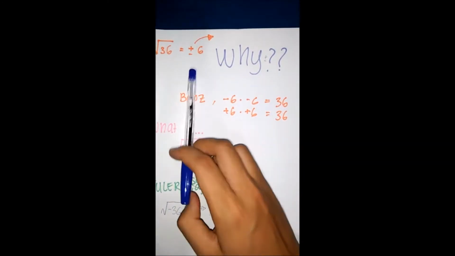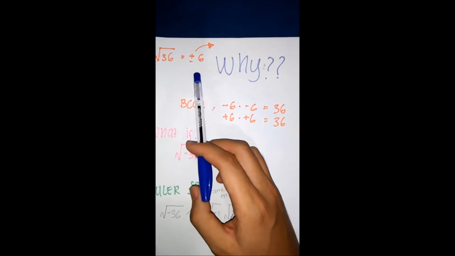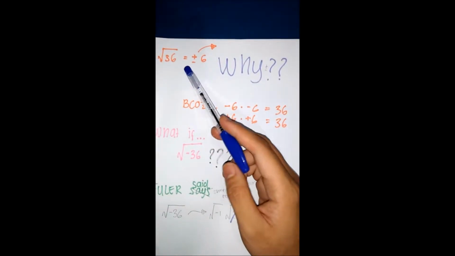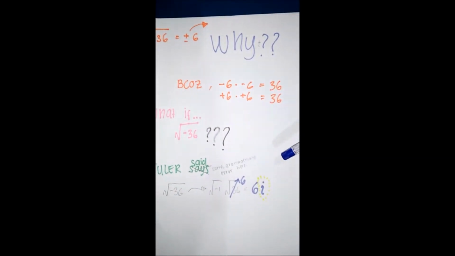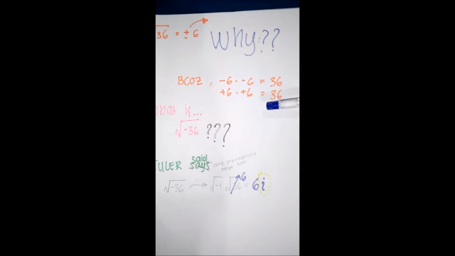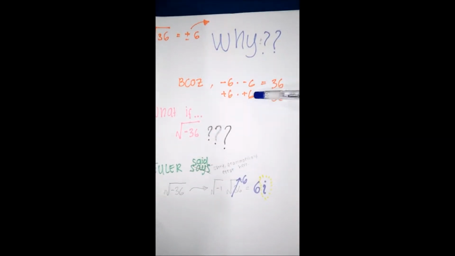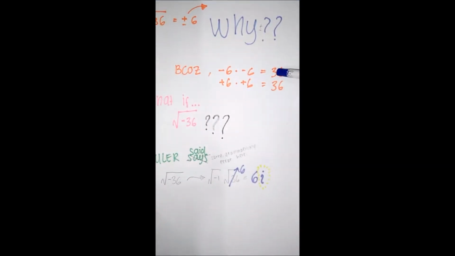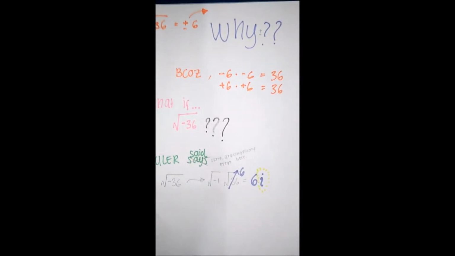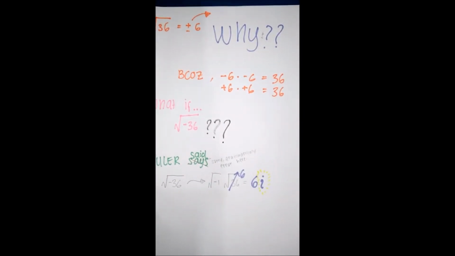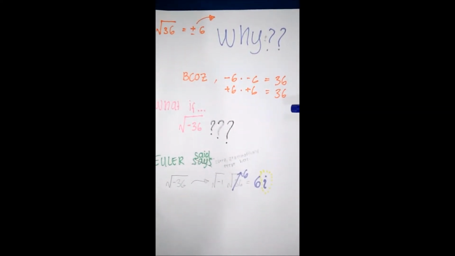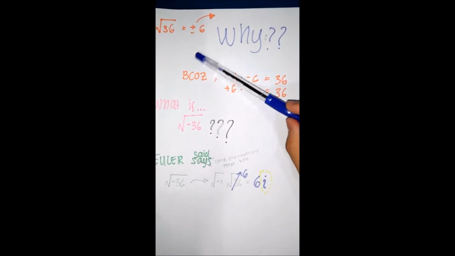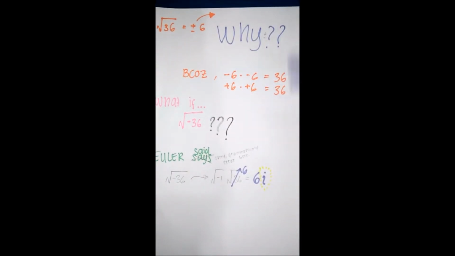In real numbers, as you can see, the square root of 36 is equal to plus minus 6. I ask you, why is it positive and minus 6? There is a simple answer to that. It is because negative 6 multiplied with another negative 6 is equal to 36. And also, if we multiply two positive 6s, it will equal 36 too. So that's why the square root of 36 is equal to plus minus 6.